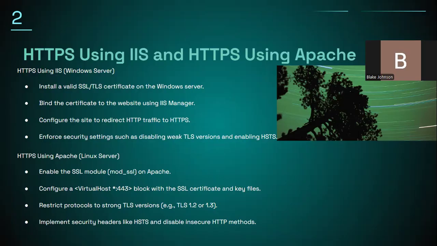Apache is configured to allow only modern and secure TLS versions. HSTS is enabled to enforce secure connections, and insecure options are disabled. These steps help to ensure that communication between users and the server remains confidential and is always protected.